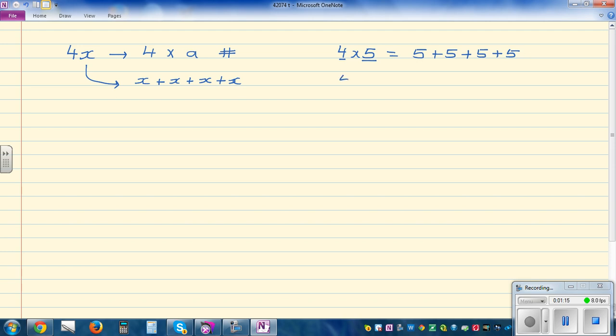In the same way, 5 times 4 is also 20. So you can say this is 5 lots of 4. So adding 5 lots of 4, so 4 plus 4 plus 4 plus 4 plus 4. Now this is one basic idea you need to understand. So this 4x means this is 4 lots of x.